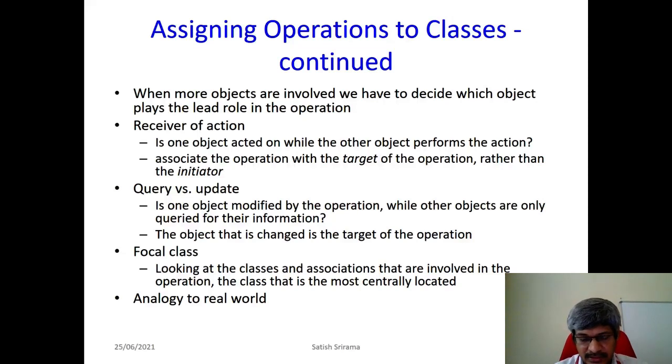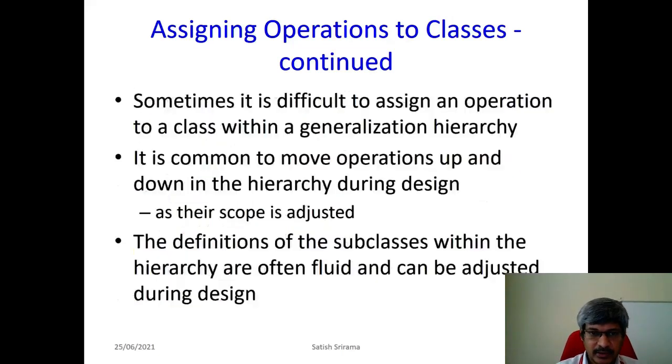Okay, these are called the focal classes. And of course, by analogy to the real world, if you can put an analogy to the real world, then it is easy for you to put that particular operation in that class. For example, if it is moving or something, if it is like a physical object, you can have an analogy and put it there. Okay, this is how you will be deciding which operations go to which classes.